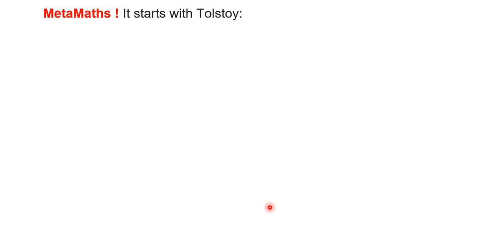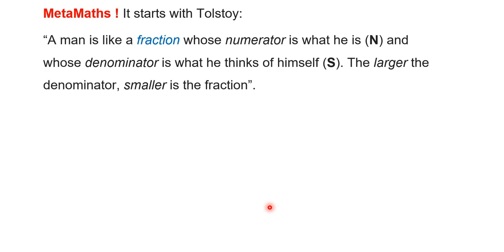Now I am talking about Metamaths. Actually, it starts with Tolstoy. You see the quotation from Tolstoy. A man is like a fraction whose numerator is what he is, that means the number itself, and whose denominator is what he thinks of himself.